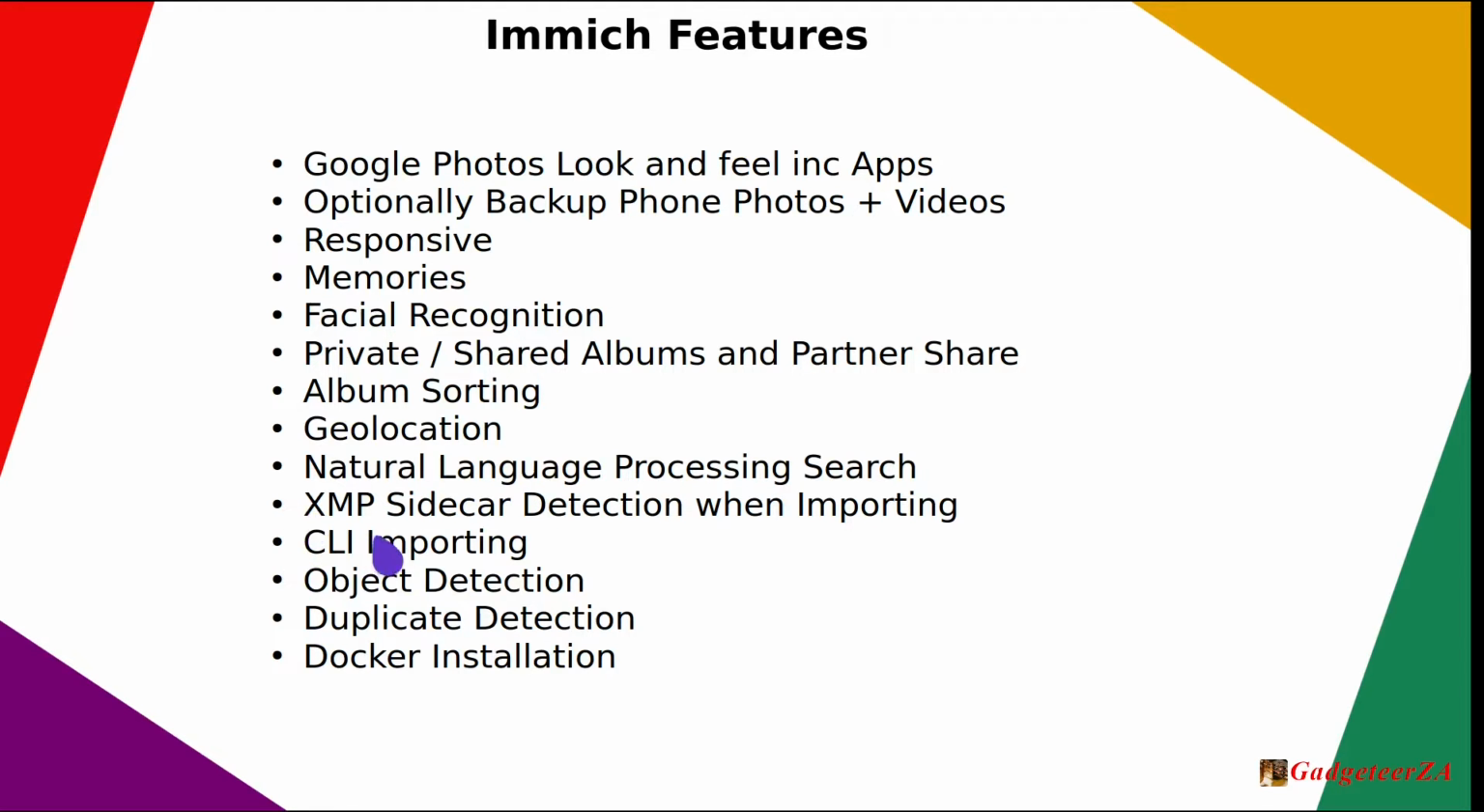When importing using this CLI importing tool, it will also recognize any .xmp files, which are sidecar files that have additional EXIF information inside, and it should then populate that information when you are doing an import using the CLI. I'm not sure if the upload option does the same thing, but I know specifically for the CLI batch importing it does so. Then it's got object detection, so this will help you search for things like cars or blue objects or sky or whatever the case is.